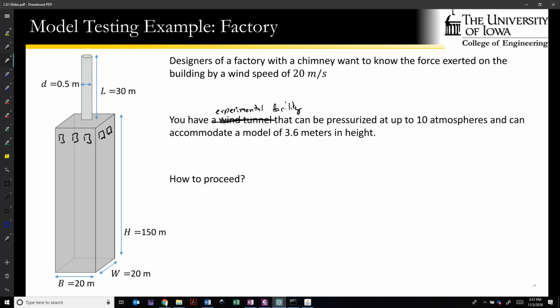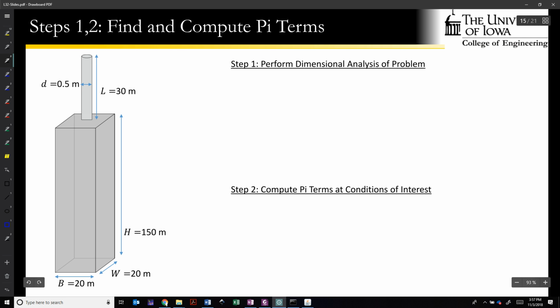How do we predict the drag? Going through a step-by-step process. Step one, perform the dimensional analysis. We've already done this, right?